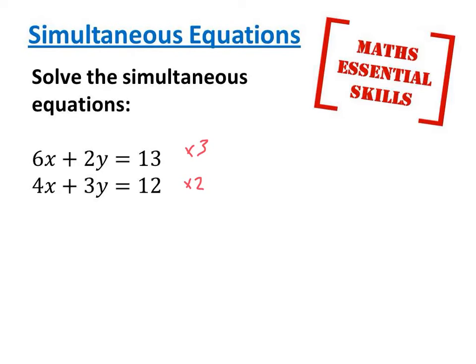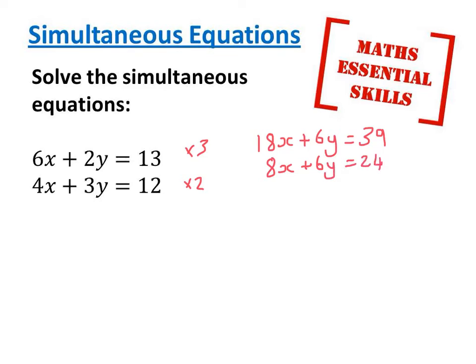So when I multiply the top one by 3, I end up with 18x, because I multiply every part of the equation by 3, add 6y equals 39, and the bottom one, when I double it, I end up with 8x, add 6y equals 24.